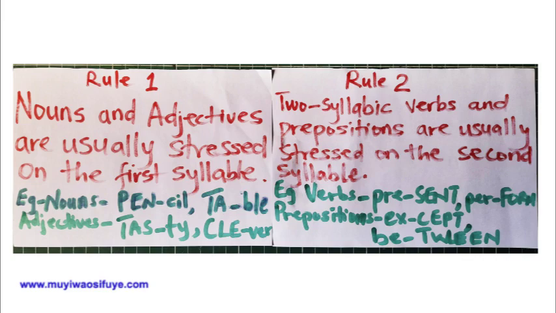So for Rule 2, if it is a verb, it is that word referring to an action or an event or state of being. And if it's a preposition, it is that word that comes before a noun, a pronoun, or the ing form of a verb, and it shares its relation to another word. So those ones have the stress on the second syllable. Their stress is usually on the second syllable for Rule 2.